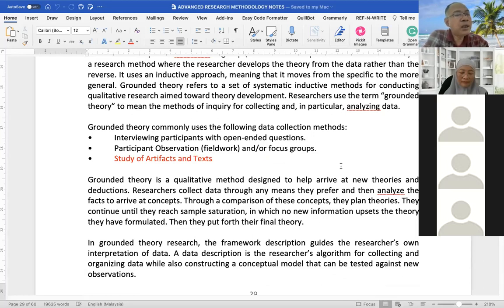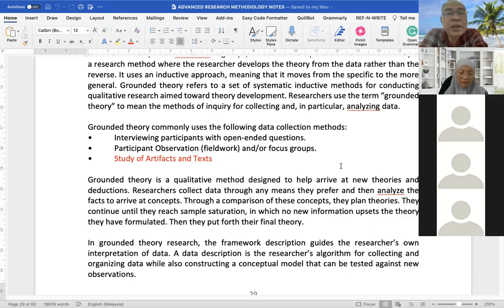And then the researchers will follow up the questions based on the answers given by the participants. Okay, so participants will answer the first few questions, but the rest of the questions are open-ended, meaning the researchers can ask any questions by following up the response given by the respondents. All right.